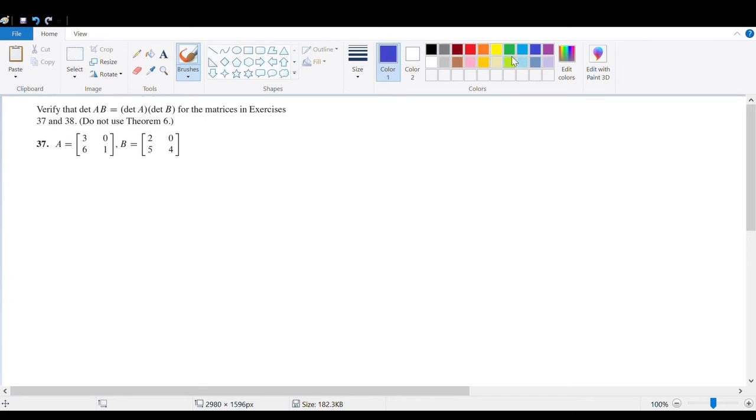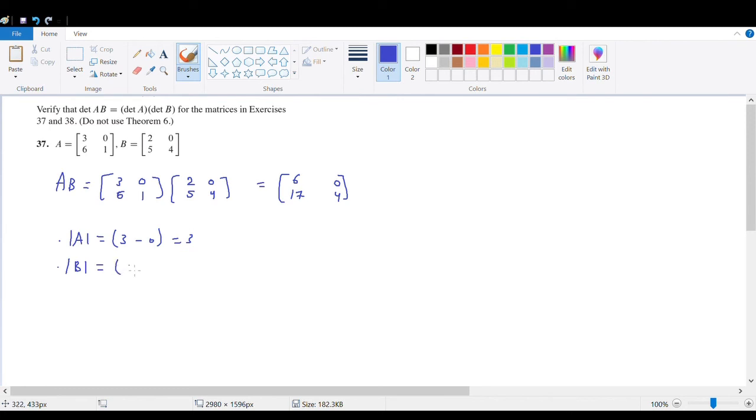In 37, verify that determinant of AB is equal to determinant of A multiplied by determinant of B for the matrices here. Do not use theorem 6. So first we need to find AB, which is the matrix A, 3 6 0 1, multiplied by the matrix B, which is 2 5 0 4. After we multiply these two matrices, we get the new matrix 6, 27, 0, 4. Now determinant of A is 3 minus 6 multiplied by 0, which is 3. Determinant of B is 2 multiplied by 4 minus 0, which is equal to 8. So determinant of A multiplied by determinant of B is 3 multiplied by 8, which is equal to 24.